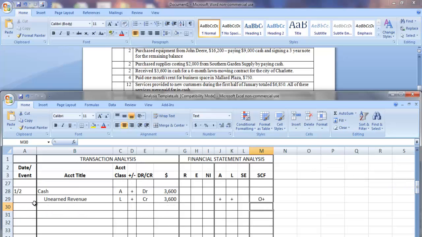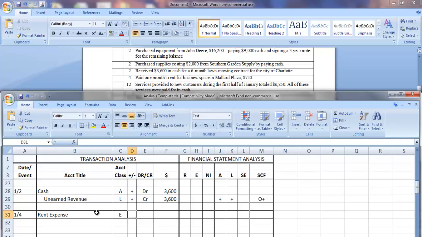Moving on to the next transaction. On January the 4th, we paid 1 month's rent for business space in Mallard Plaza, $750. We're going to call that simply rent expense. Okay, we recognize rent and any expense in the period in which that expense is incurred. Okay, so we used up 1 month's worth of rent.